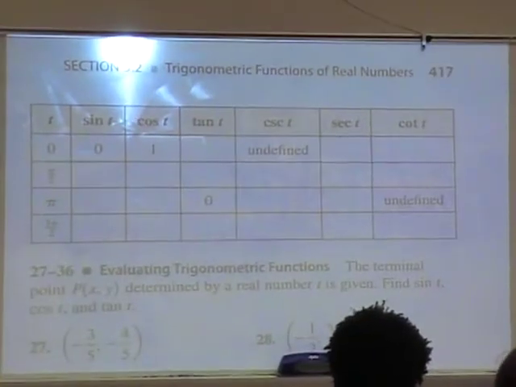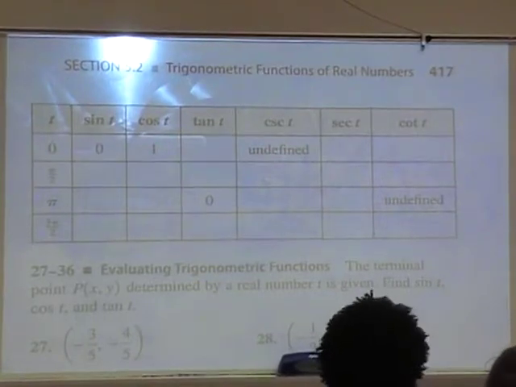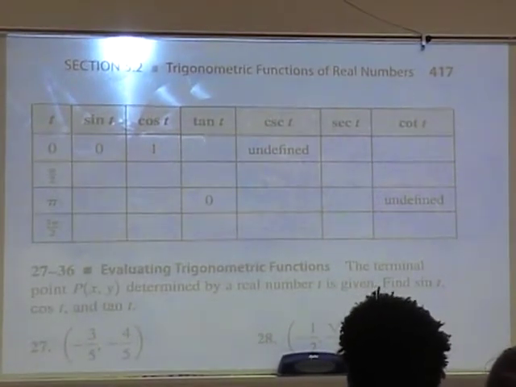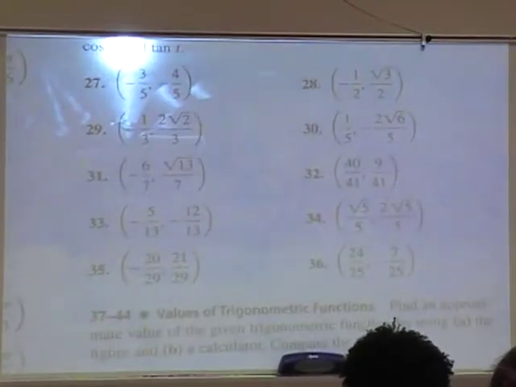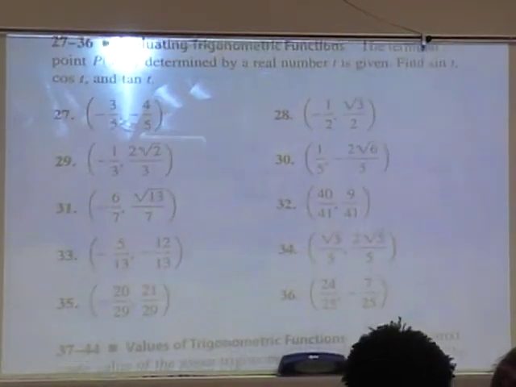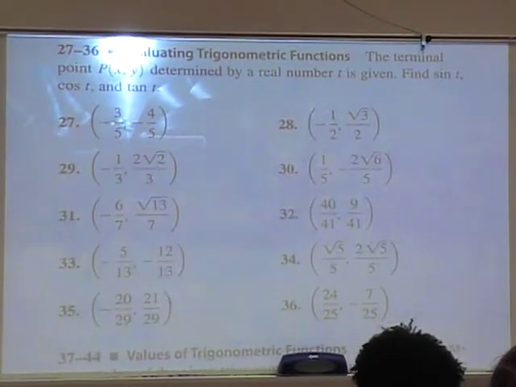So look at this chart. It's the exact same thing we just got done doing, just written in a chart form. I just want to show you that it was really kind of silly that they did that, but you might see it again sometime.